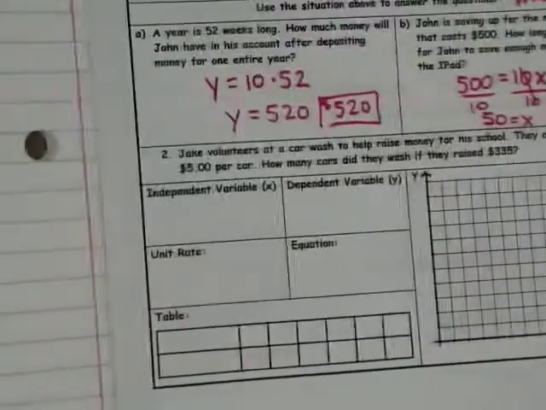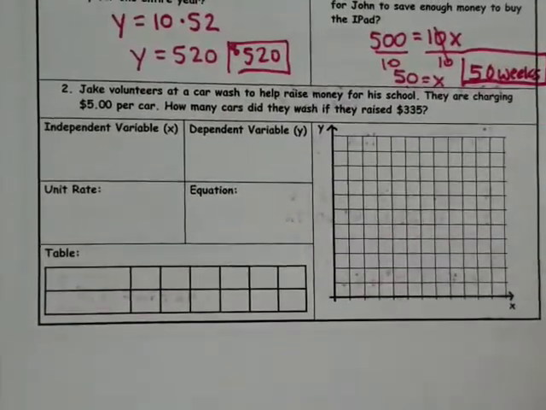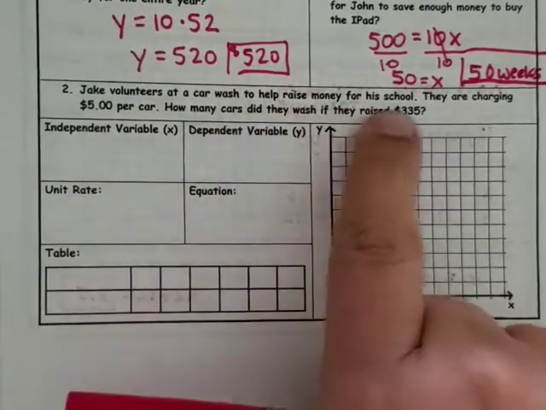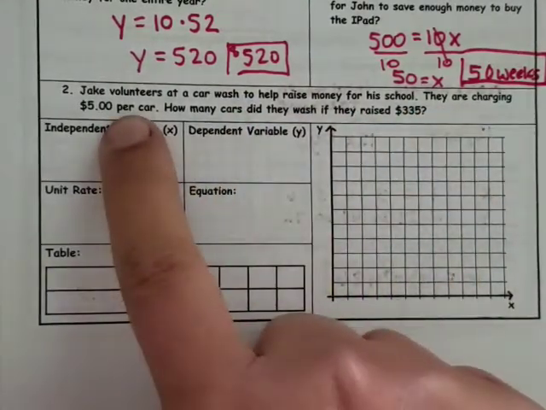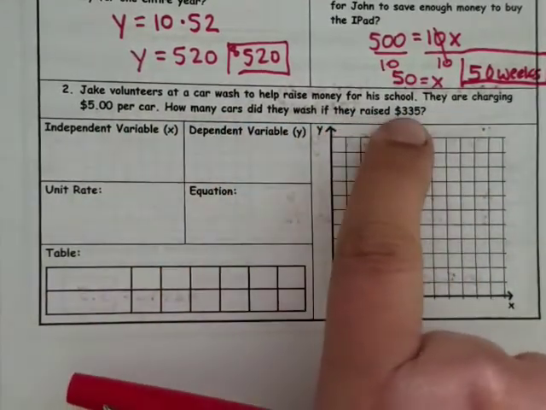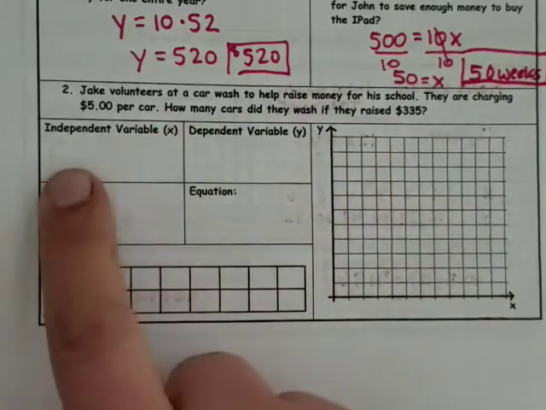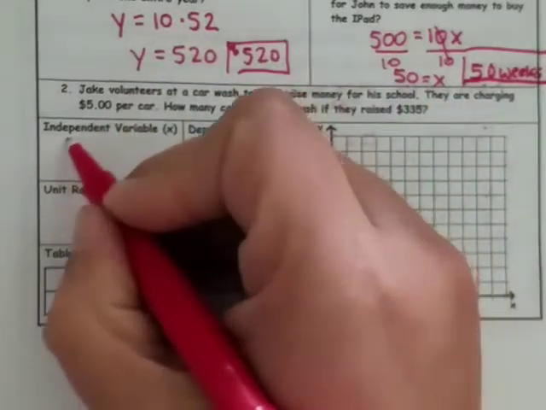All right. Now we're going to move down to number 2, and we're going to talk about Jake. Jake volunteers at a car wash to help raise money for his school. They are charging $5 a car. How many cars did they wash if they raised $335? So your independent variable is going to be the number of cars washed.